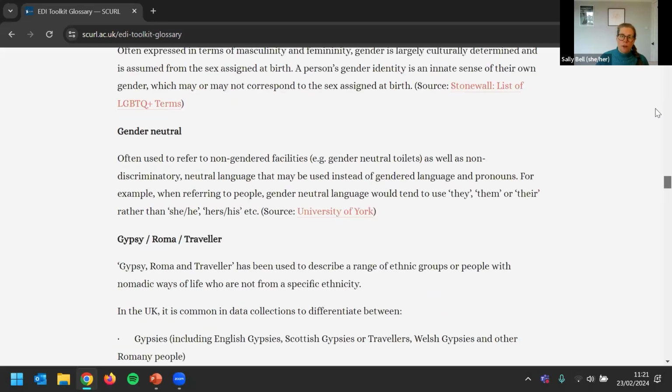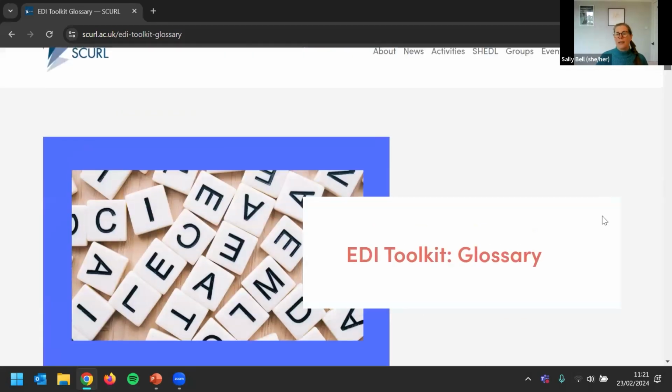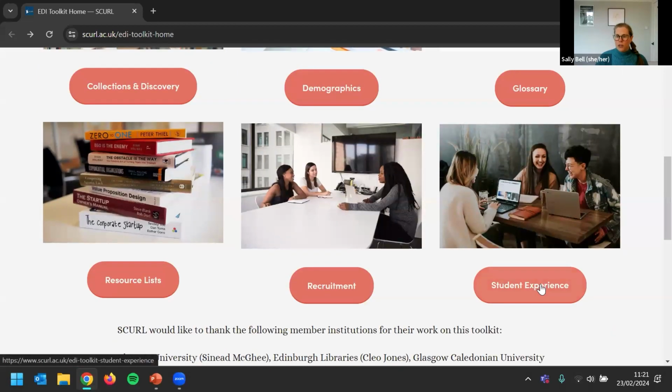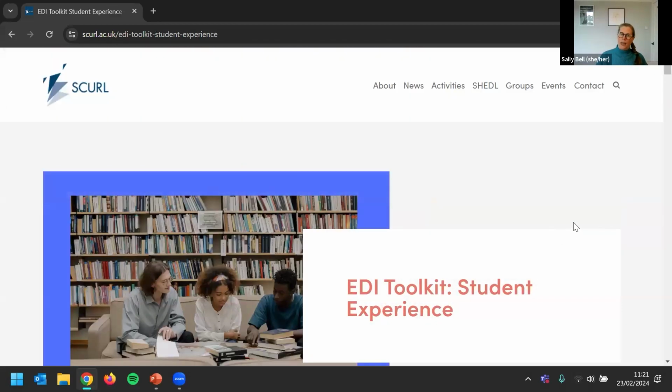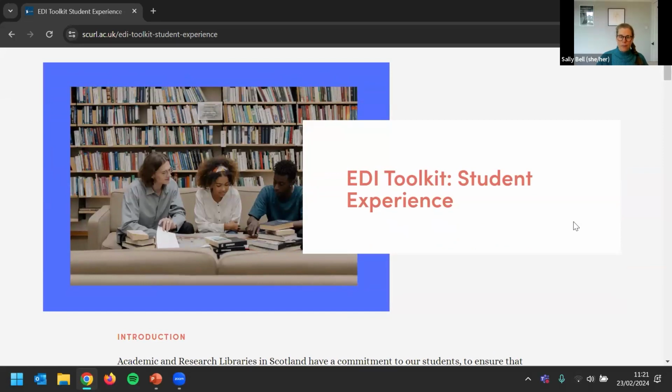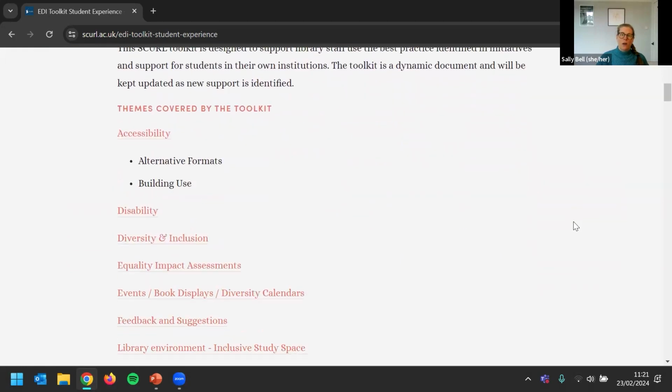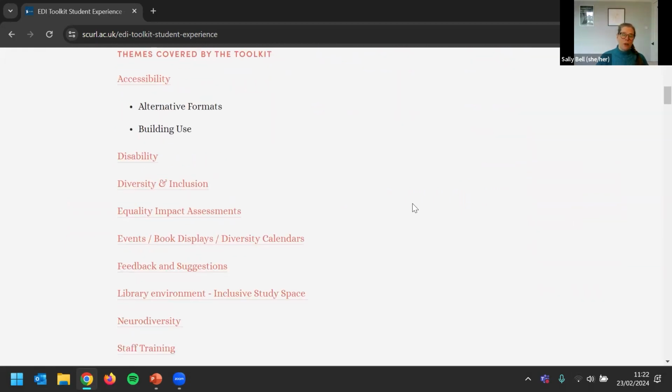So, glossary was the first section of the toolkit we launched, and as I said, I think it's probably the most important. It forms that backbone to other work we do. As I mentioned, the student experience section is largest. And what you'll find here is that we have it sorted by various themes. So what that can help you do is find some case studies and some advice for a particular element of work that you might be carrying out.